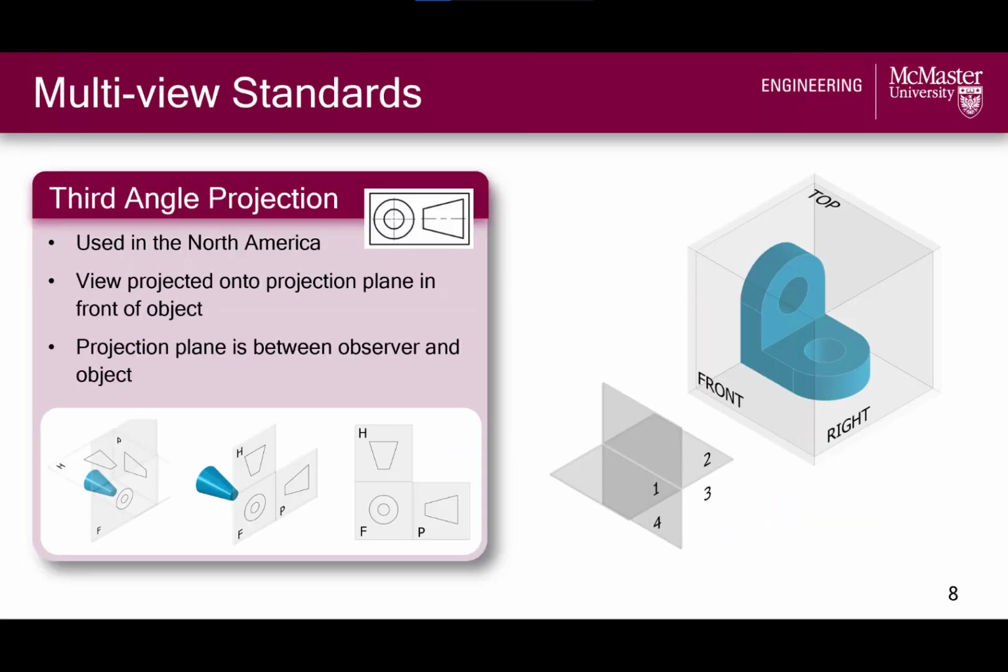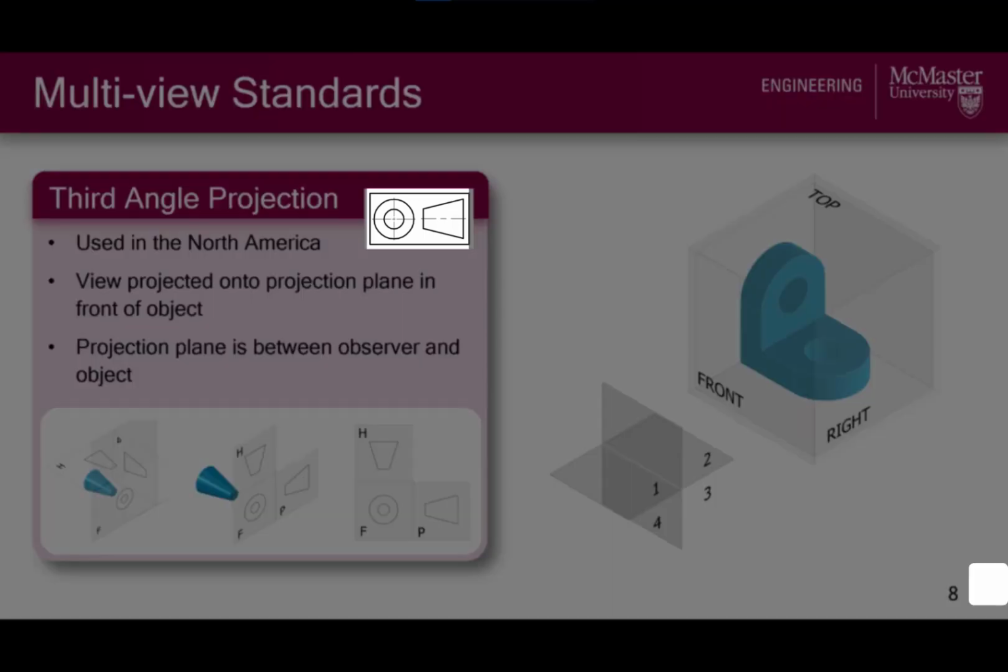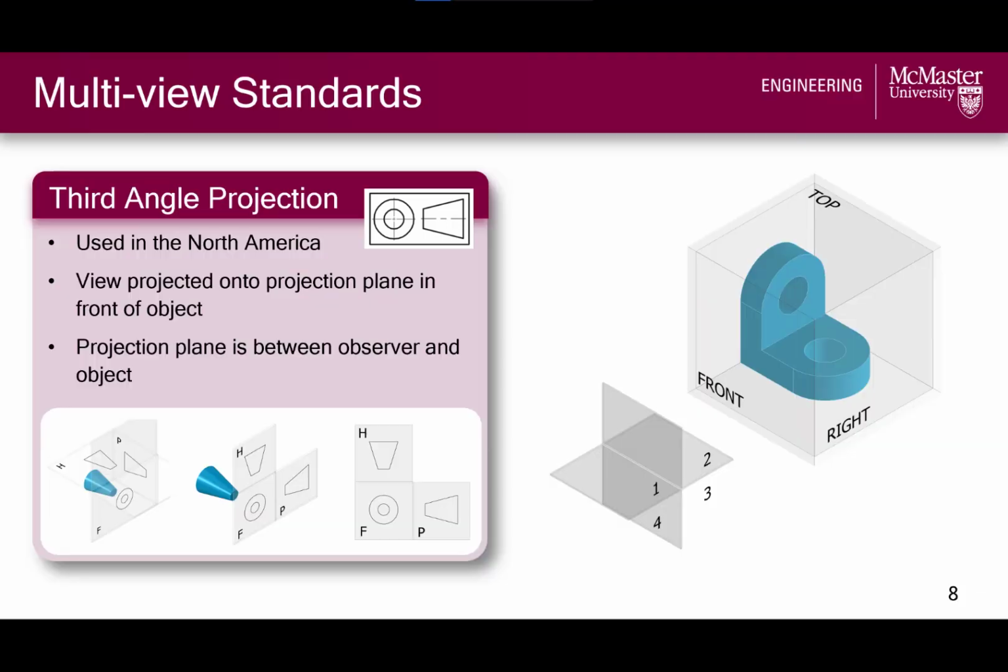It is important to note that all of the previous examples shown using the glass box theory are what is called third angle projection. This is the multi-view standard used in North America, named as such because they are generated as if an object is placed in the third quadrant, as shown in the figure to the right, where the views of the object are projected onto the planes in front, on top, and to the right of the object. As seen with the glass box theory, in third angle projection, the projection plane is located between the observer and the object. The International Projection Symbol used in professional engineering drawings, created using this third angle projection standard, is shown here. We will use third angle projection in this course.